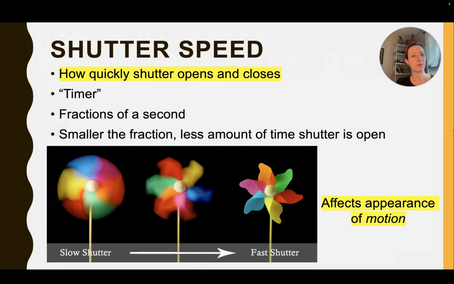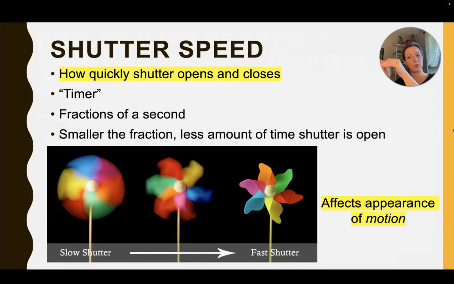The smaller that fraction, so think about back when you were in third grade and did the pizza fractions, the smaller that fraction, the less the amount of time the shutter's open. So if it's a 2,000th of a second, that is way faster than a 60th of a second or a quarter of a second. The trade-off with this is the slower your shutter speed is.